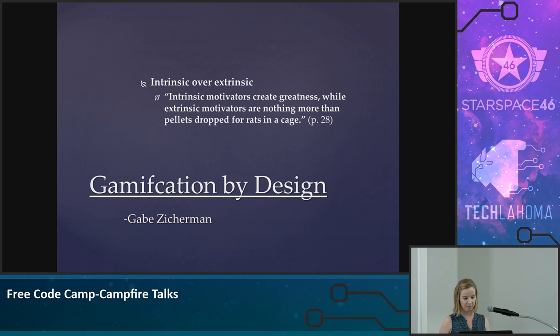Okay, and then here's an example from a book by Gabe Zichermann. It's called Gamification by Design. Here's a quote: "Intrinsic motivators create greatness, while extrinsic motivators are nothing more than pellets dropped for rats in a cage." So when we see something that has all these extrinsic motivators, these rewards and these flashy, shiny things, we kind of know that we're being manipulated, and it's a little bit degrading.